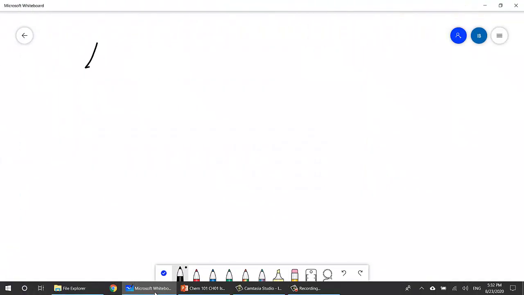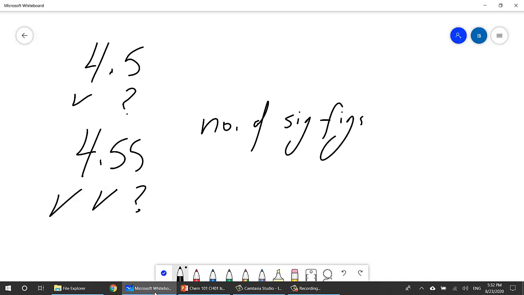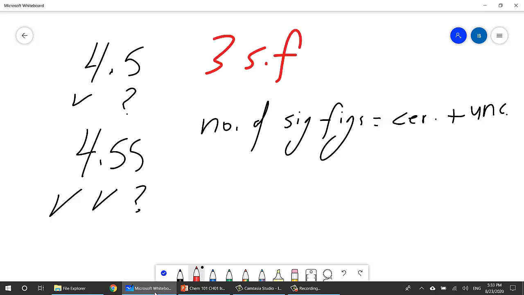So the first ruler will give you 4.5, and maybe the second ruler gives 4.55. In the first ruler you are certain about this, you are not certain about that. In the second ruler, you are certain about this and this, but you are not certain about that. The number of significant figures, as we said last time, is equal to the certain plus the uncertain digits. And therefore, the first ruler will give you two significant figures, while the second ruler will give you three significant figures.